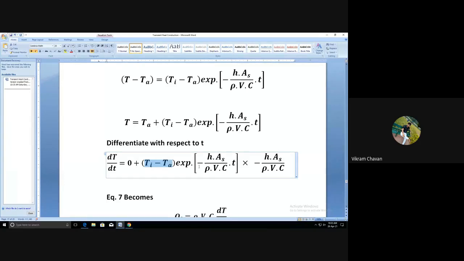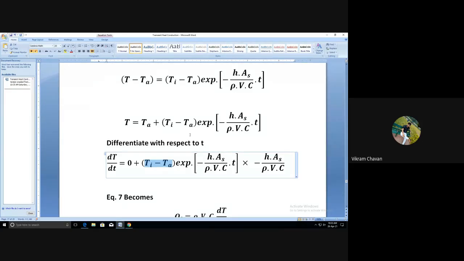Then exponential, e raised to 2x, what is the differentiation? e raised to 2x multiplied by the constant 2. Okay, 2 multiplied by e raised to 2x. What is the differentiation of e raised to 2x? e raised to 2x multiplied by 2.